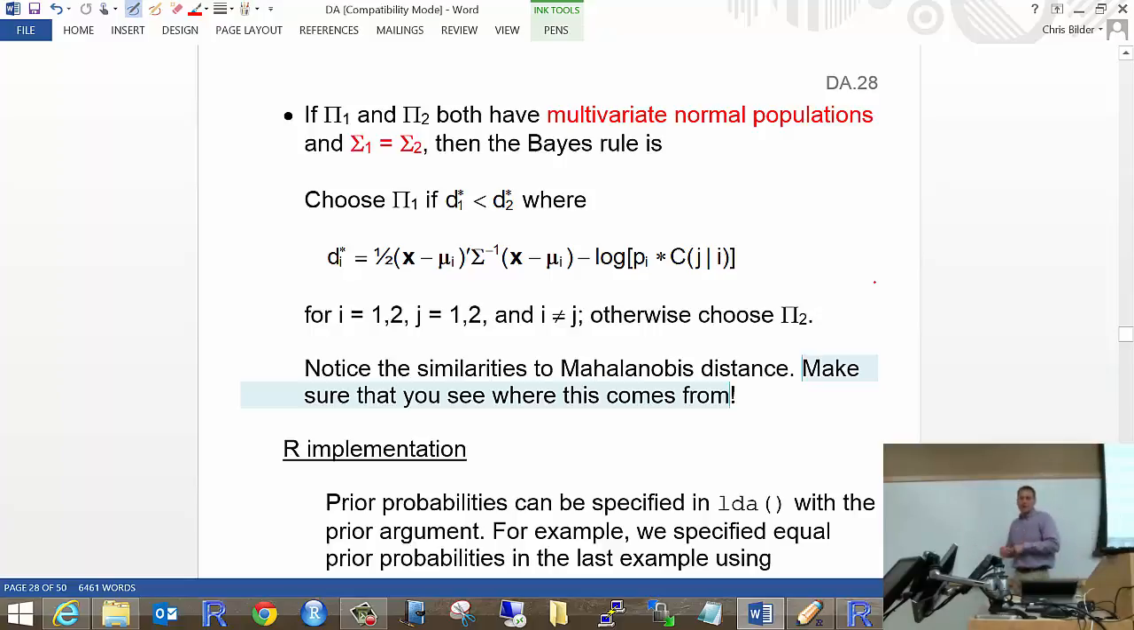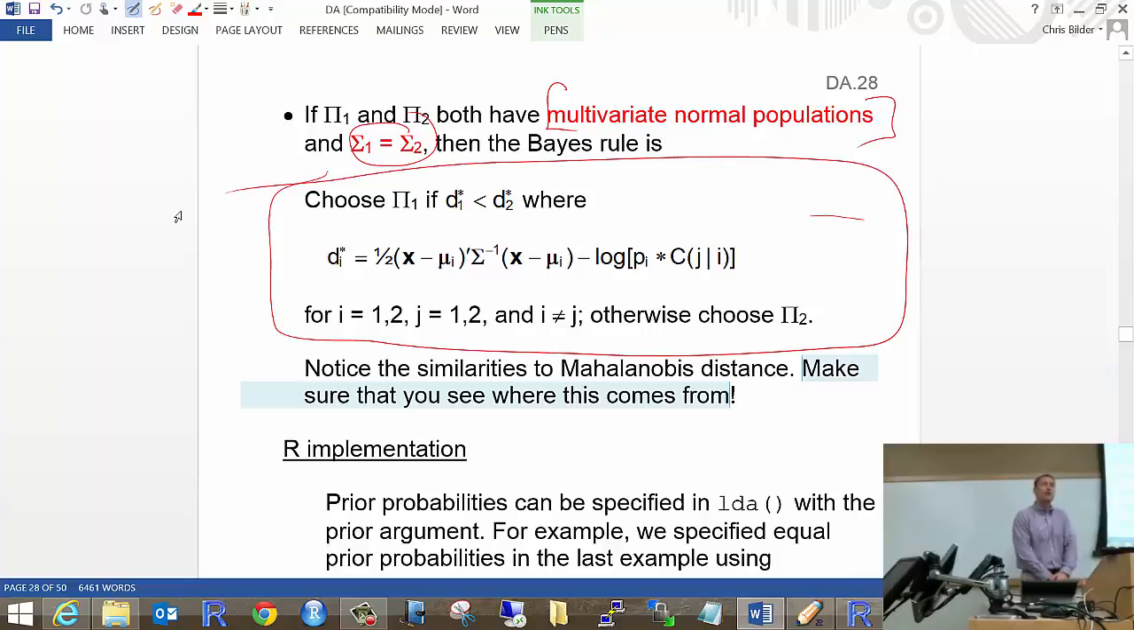So we have a new discriminant rule that we can use. Let's also add an assumption of multivariate normal populations, and sigma 1 is equal to sigma 2. And now our rule becomes something that looks like a Mahalanobis distance rule, where we take our Mahalanobis distance, and then there are some simplifications that occur. You can go through the math. So you get the Mahalanobis distance now minus the log of p sub i times c of j given i. That's my distance. And again, the smallest distance corresponds to the population you classify that observation into, just like what we did before with straightforward Mahalanobis distance.